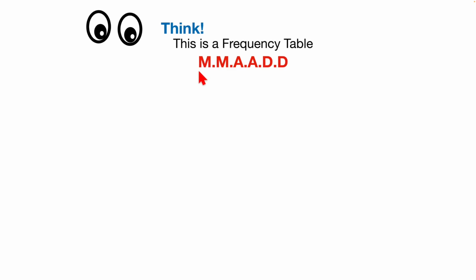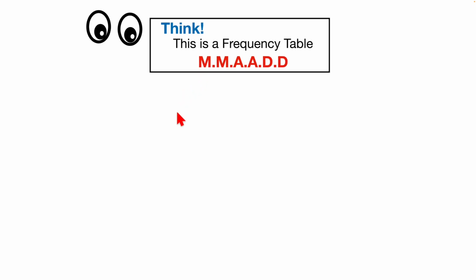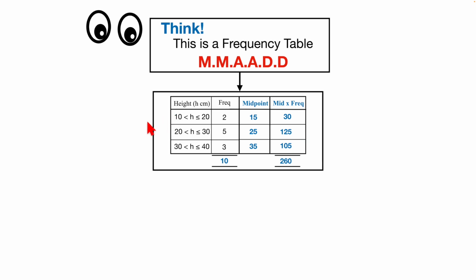So if we had a process, what would it be? As always, have a think. Is it a frequency table? Yes, it is. We've got the column, or a row in that case, of frequencies. So we're going to use MAD. That's the first thing. So let's do it. We find the midpoint. We find the midpoint times frequency. We do the addition. We do the second addition. We're well on the way, but there's something missing. Yes, this, D, for division.